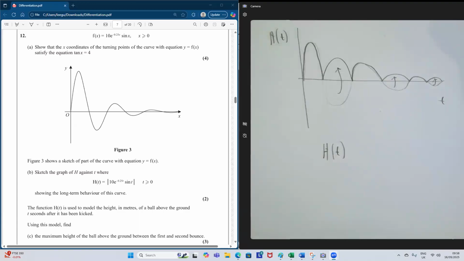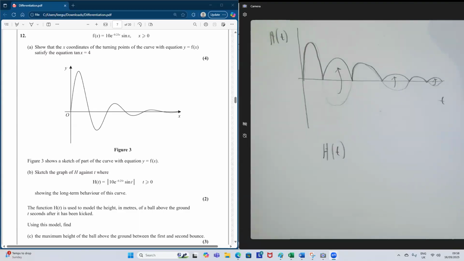Now, the next bit, it says, using this model, find the maximum height of the ball between the first and second bounce. Well, let's have a look at the question. So it says, the function h of t is used to model the height in meters of a ball above the ground t seconds after it's been kicked.